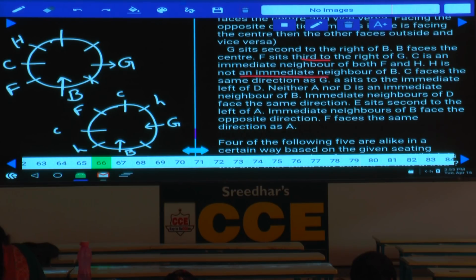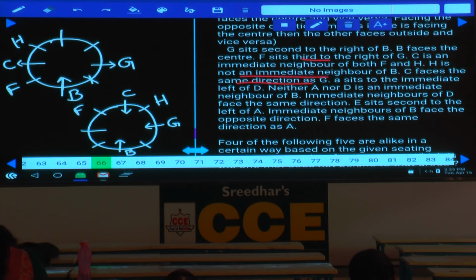As H is not an immediate neighbor of B, H cannot be here. As H cannot be here, C cannot be here again. And so what is the only possibility we have left for this C and H? C is here, and this will be H. Done with this? And next one, C faces the same direction as G. Now C and G are facing the same direction. In the first case, G is away, C is also away. And in the second case, G is towards the center, C is also towards the center.